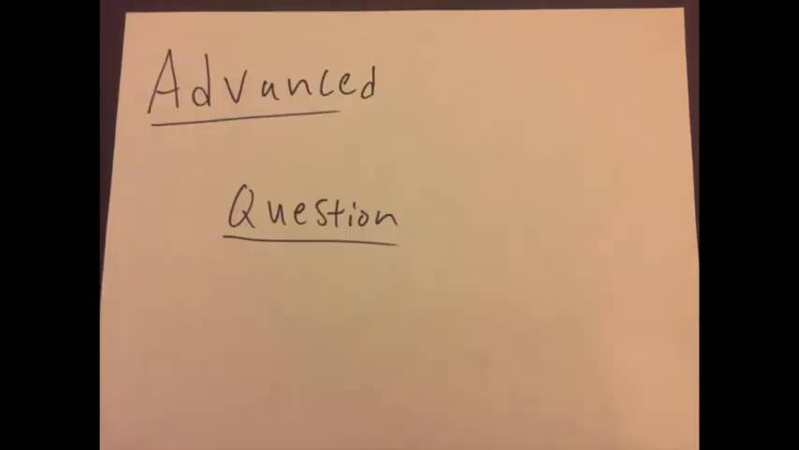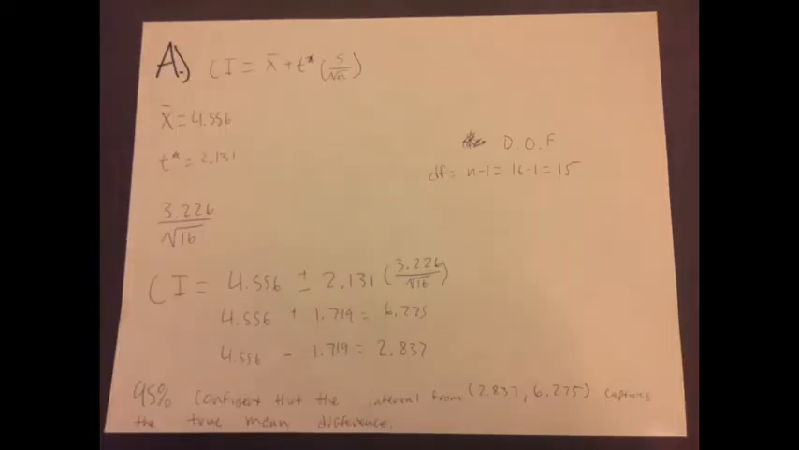Advanced question. Part A. Construct and interpret a 95% confidence interval for the mean difference in the estimates from these two methods in the population of tires.